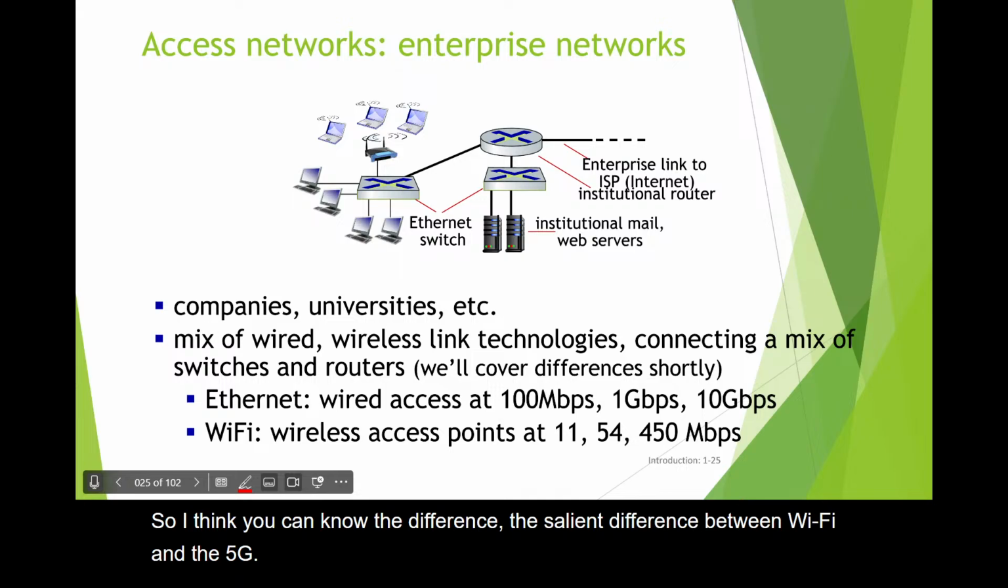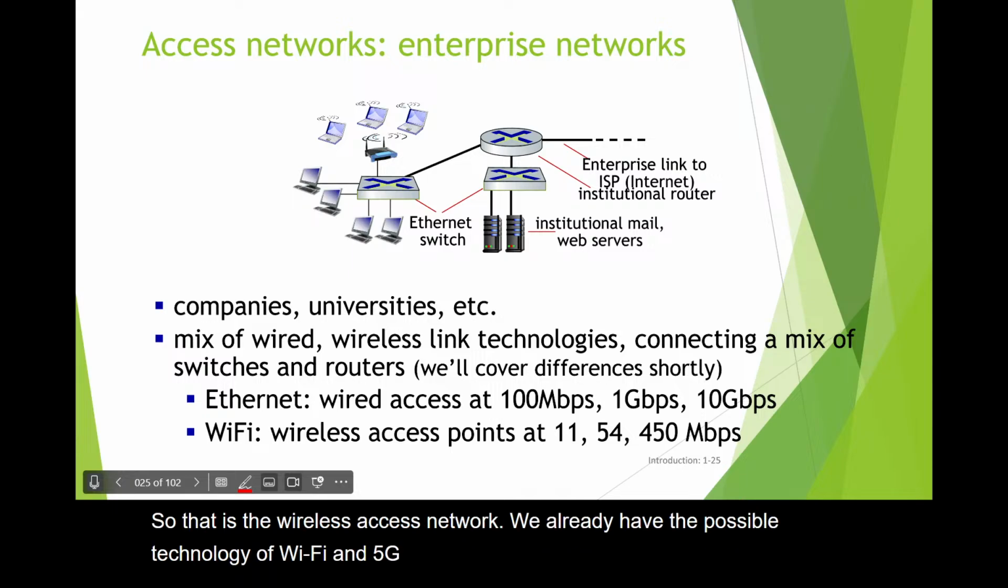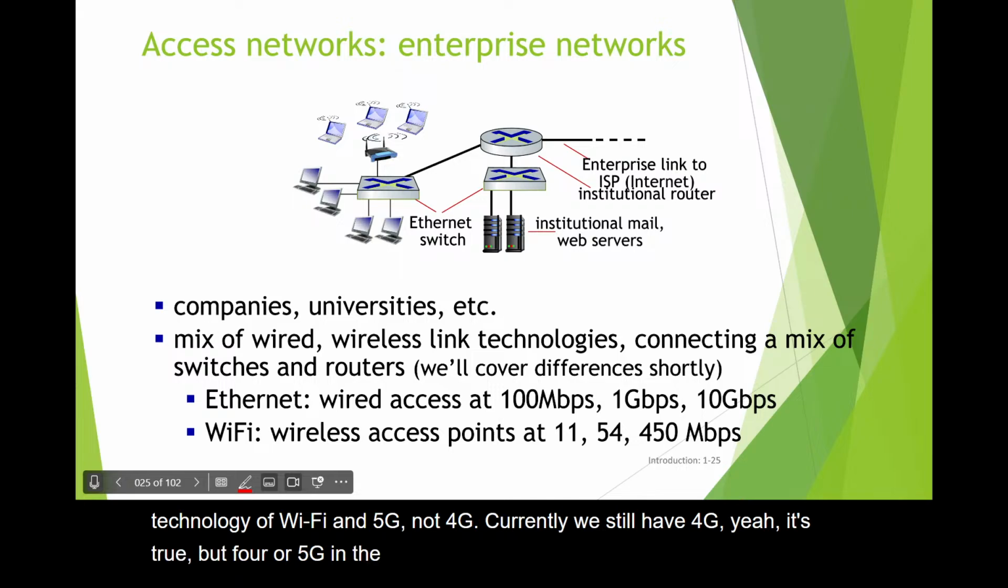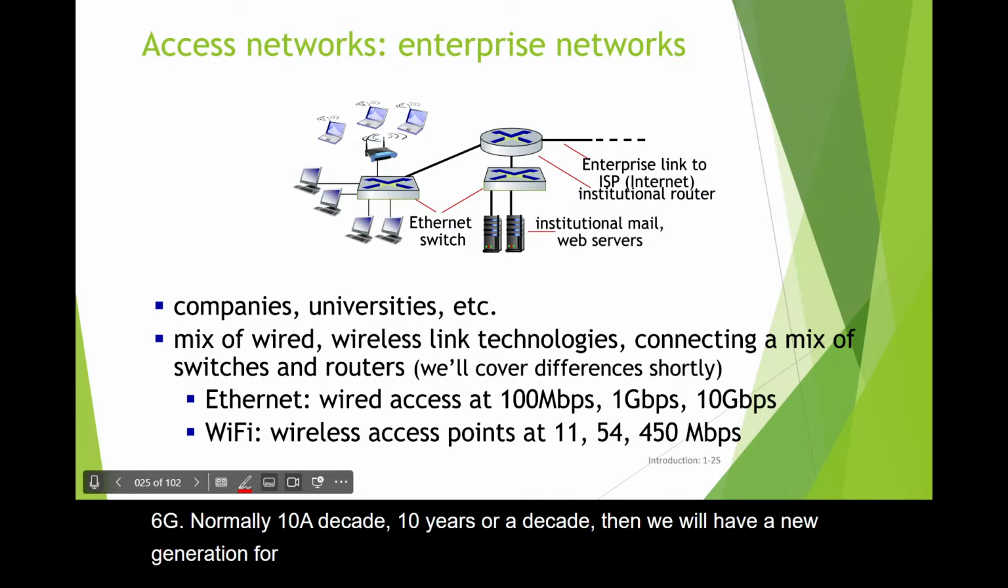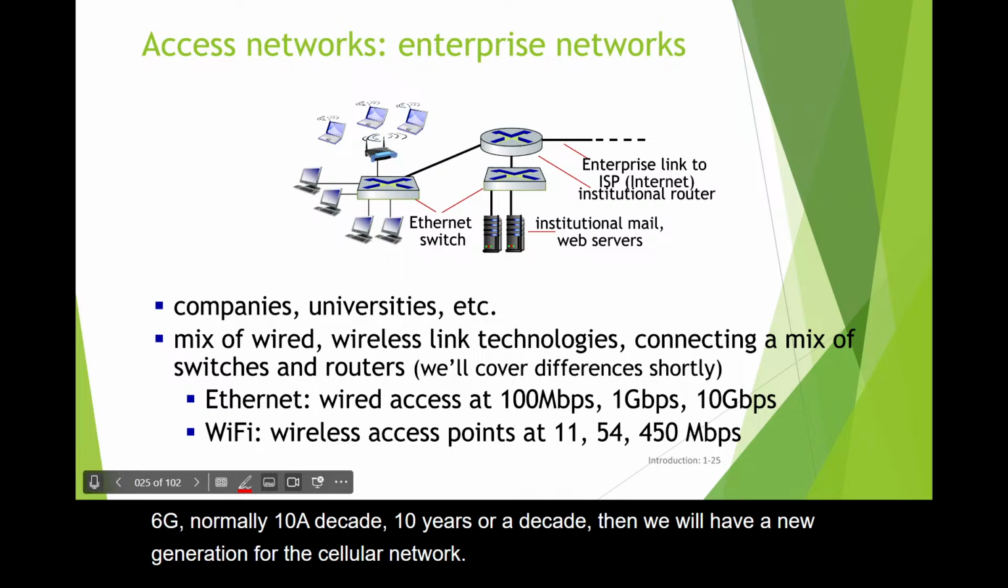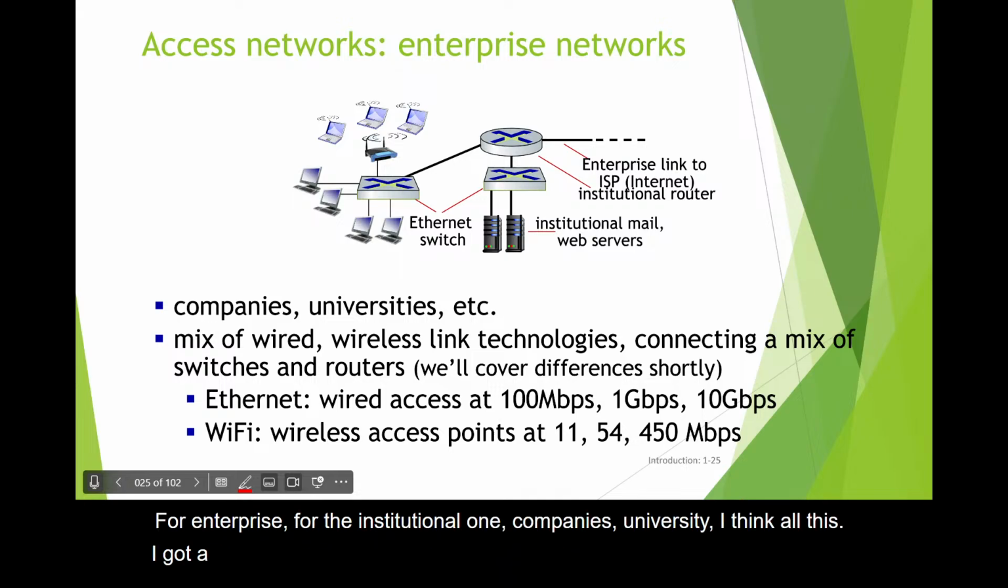Well, so that is the wireless access network. We already have the possible technologies of Wi-Fi and 5G. Currently, we still have 4G, yes, it's true. In the future, maybe 5 years later, perhaps we have 6G. Normally, every 10 years or a decade, we will have a new generation of the cellular network. Well, for enterprise, for institutional networks like companies and universities, I think you know all this. So I double check the description here for 1 minute, and then we check the next.